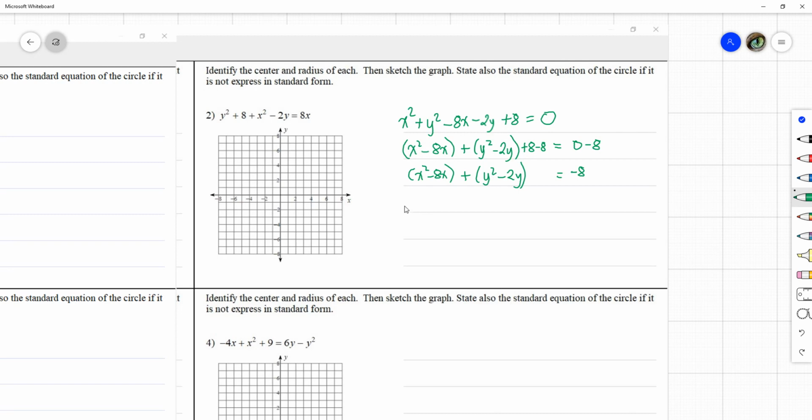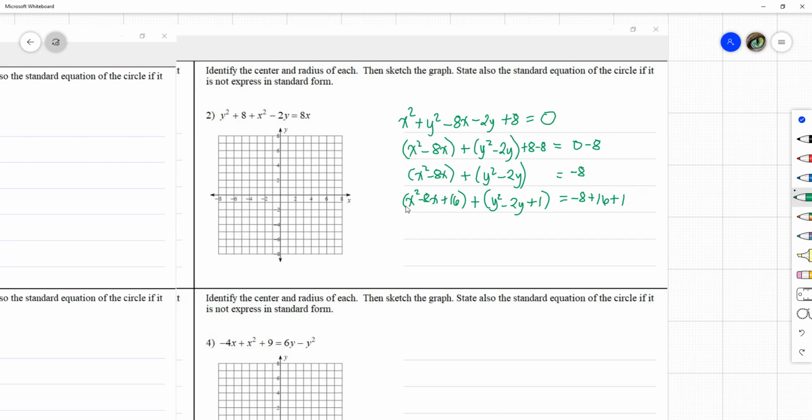So here, those quantities, we can express into a perfect square trinomial. So you have x squared minus 8x. 1/2 of negative 8 is negative 4, and negative 4 times negative 4 equals positive 16. Plus, here we have y squared minus 2y. 1/2 of negative 2 is negative 1, and negative 1 times negative 1 is positive 1. Whatever you added on the left side would be added to the right side. So you have negative 8 plus 16 plus 1.